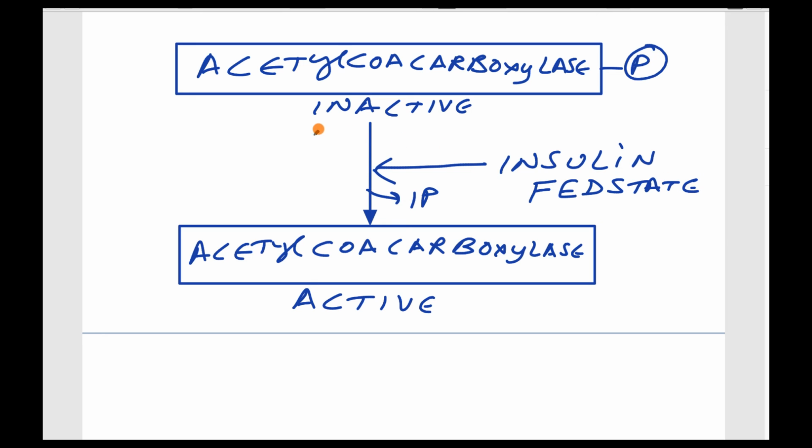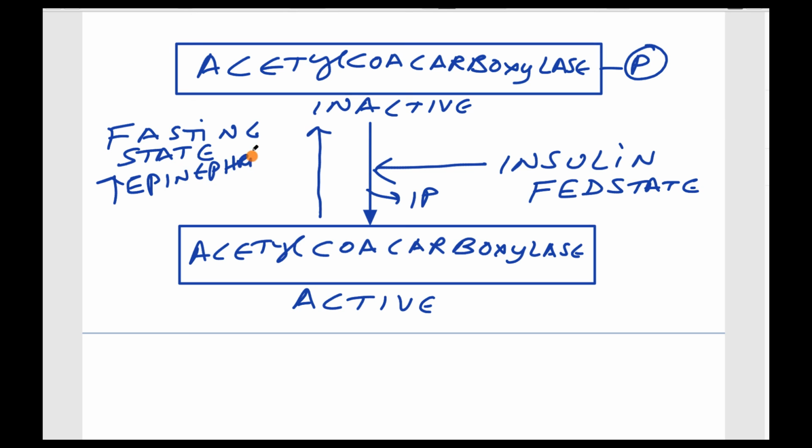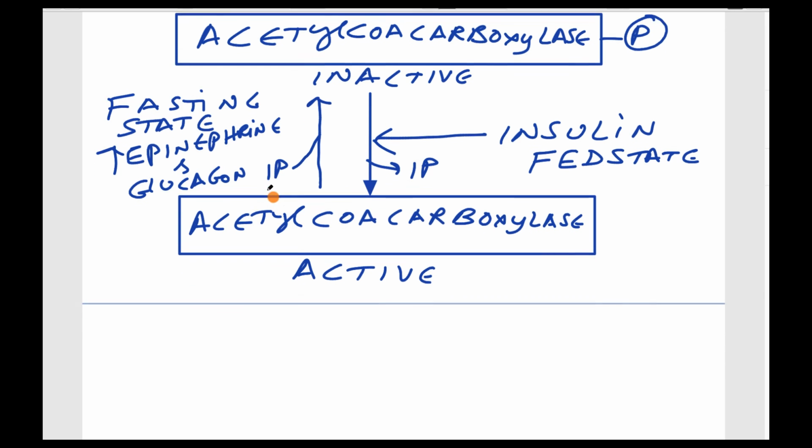What happens in the fasting state? In the fasting state, as I said, there is an increase in epinephrine and glucagon. Phosphate group is added through the protein kinase mechanism, so active goes to inactive. One group of hormones makes it active, another group of hormones makes it inactive.